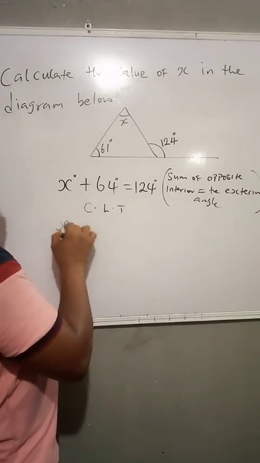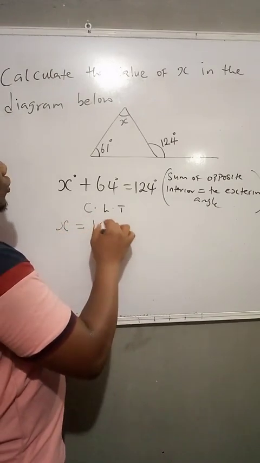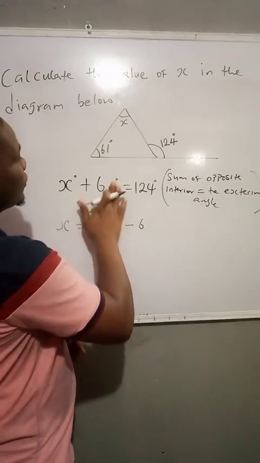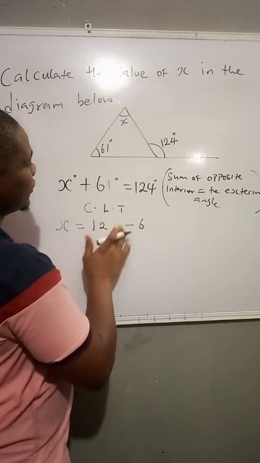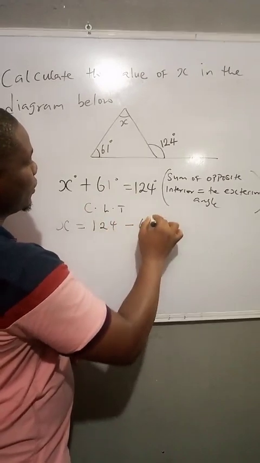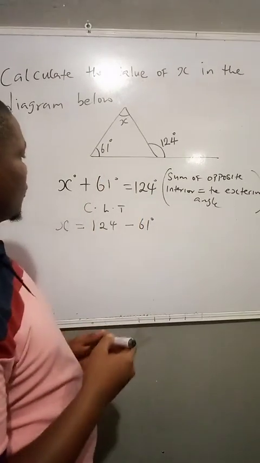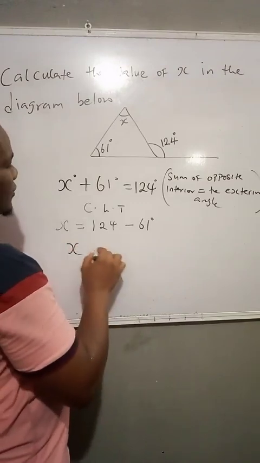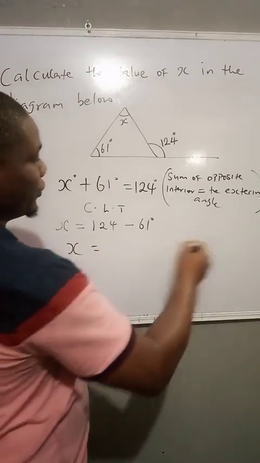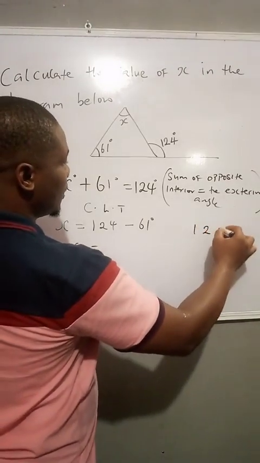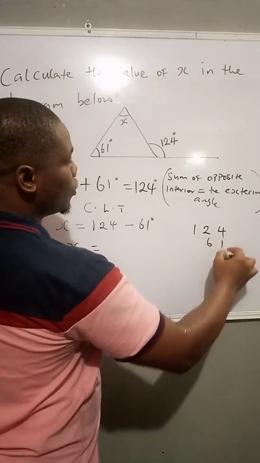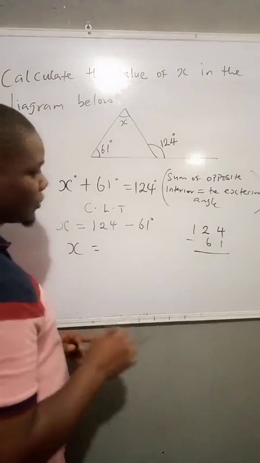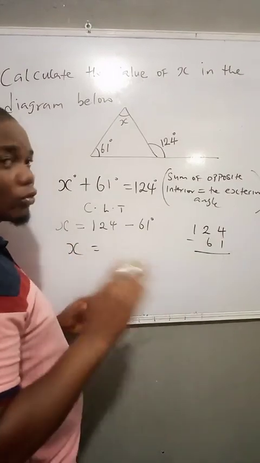So here x will be equal to 124 minus 64 degrees, not 61. So when I have this, I'll quickly come back here and say equals to, we just do it by the side. Please, under examination condition, don't always say you know everything. You just use your brain and look at it. Be careful with your subtraction.